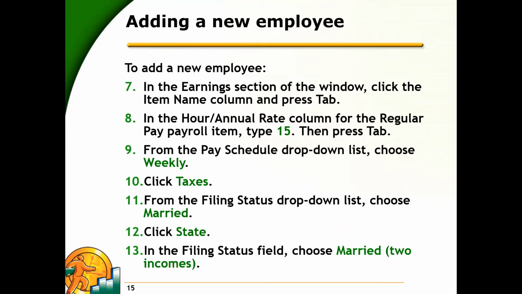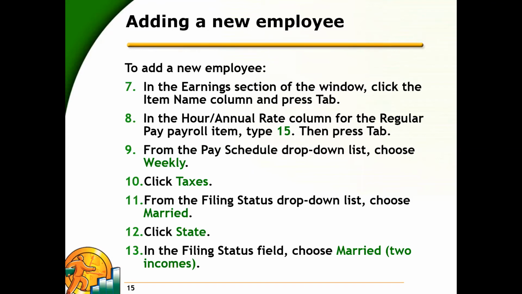So if you have a group of individuals that have a fixed pay rate, this is where you can cluster them together and ensure that they all have the same pay rate. From the pay schedule drop-down list, choose weekly, click on taxes. From the filing status menu, drop down and choose married.